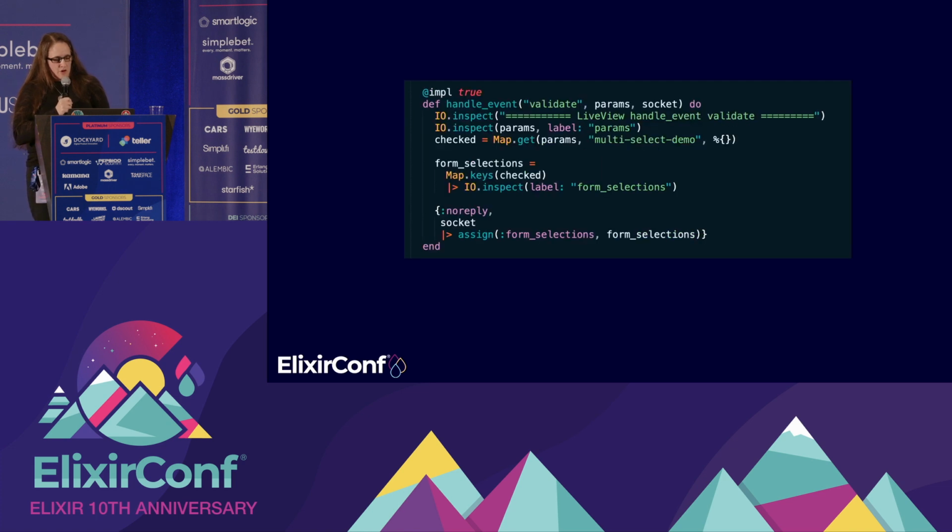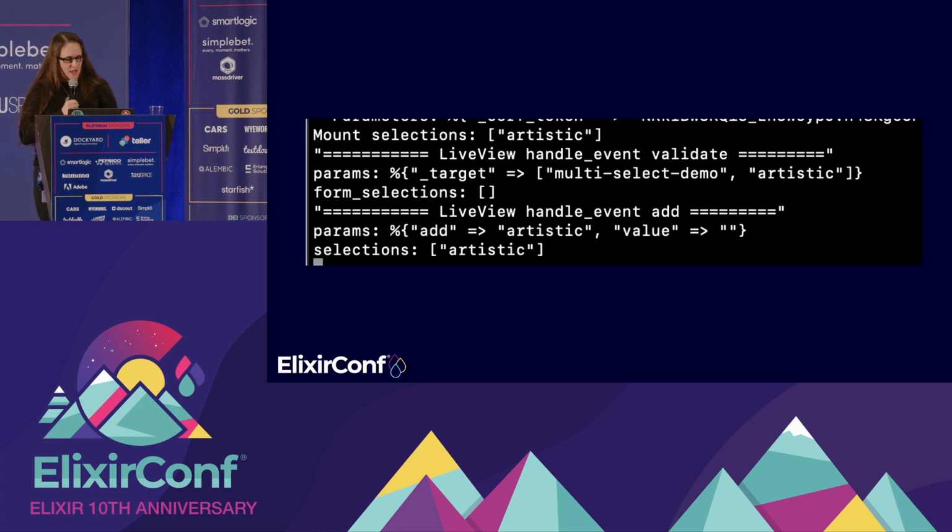So you'll see that here, and this is just a blow up of the console logging. At selections you have artistic, and then I cleared out the selection, and then I selected again. As far as LiveView is concerned, the mounted selections and the selections I end up with after add are identical, so it's not going to re-render. So I had to figure out a way around that, and this is how I did that.